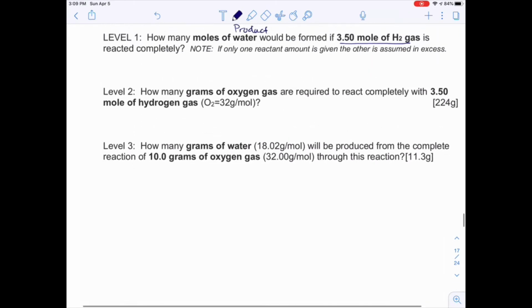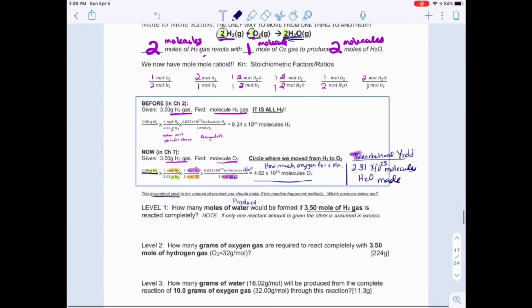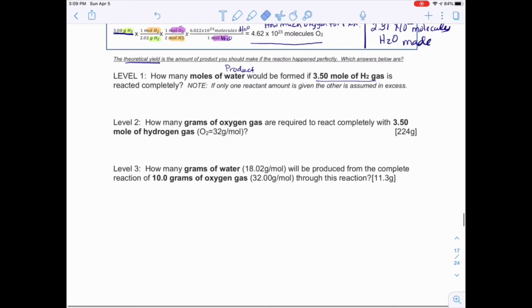This is the same reaction that we've been talking about on this whole page. It's at the top here. So it's 2 hydrogens, 1 oxygen to 2 waters. So again, it's 2 hydrogens plus 1 oxygen goes to 2 waters. That's what we're using for these.